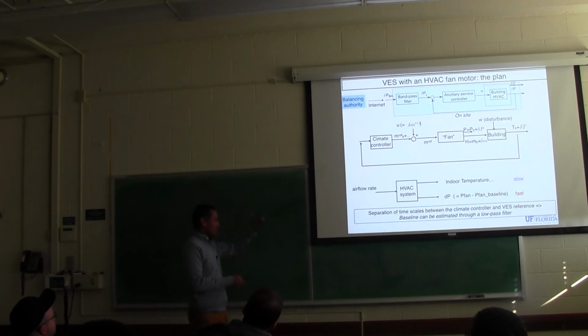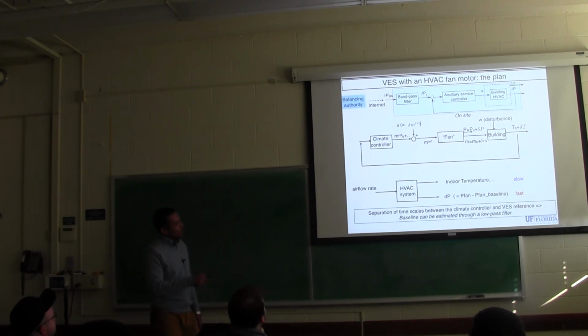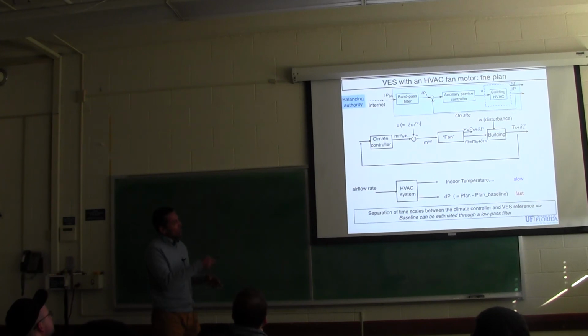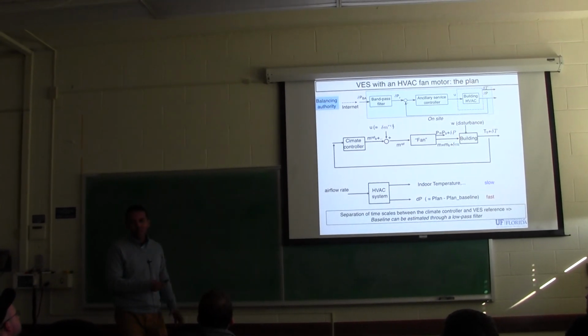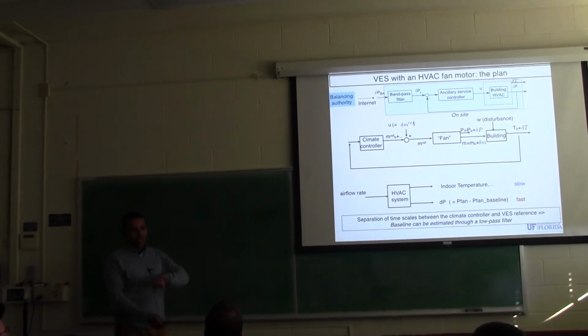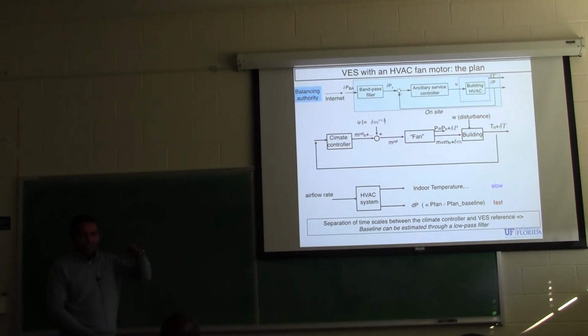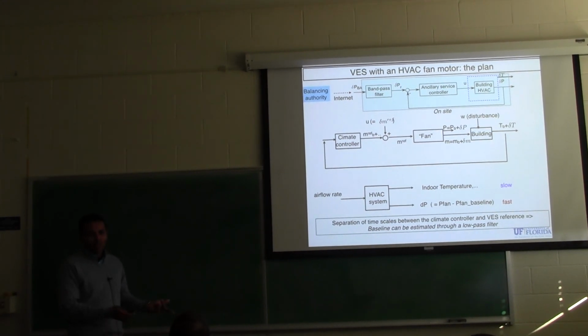Well, this is a nice trick that we realized. The would-have-been power consumption is because of the climate controller, and the climate controller is operating at a much slower time scale. So if you take this total power consumption signal and low pass filter it, the low frequency component is what is happening because of the climate controller, the baseline, and the high frequency part is what is happening because of our VES controller.